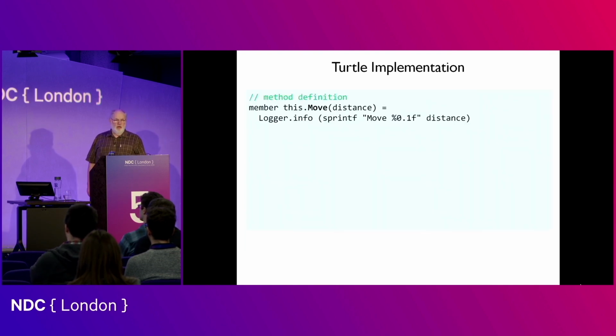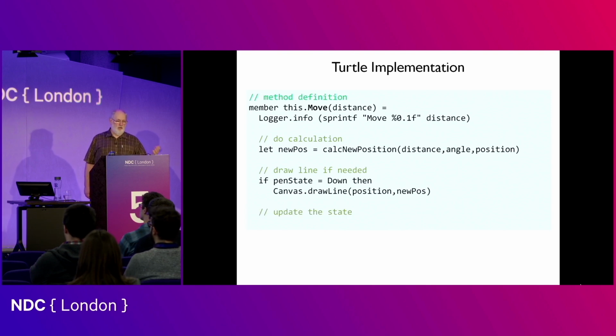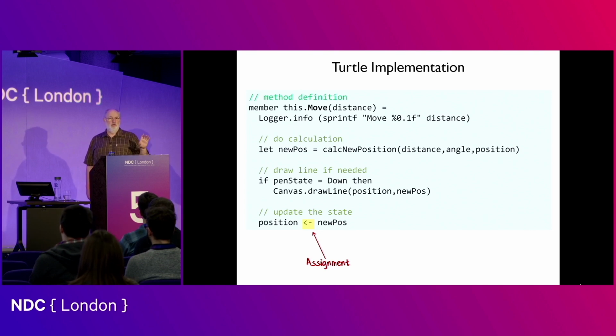Right, so how do I move something? I'm going to log that I'm going to move, and then I'm going to calculate the new position I'm going to move to. Then if the pen state is down, I'm going to draw a line using the canvas. And then I'm going to update the state because I need to keep track of where I am. I'm in a new position now. That's the move implementation. This backwards arrow, by the way, is F#'s way of doing assignment. Because again, you don't normally mutate things, there's actually a special symbol to set a mutable value.